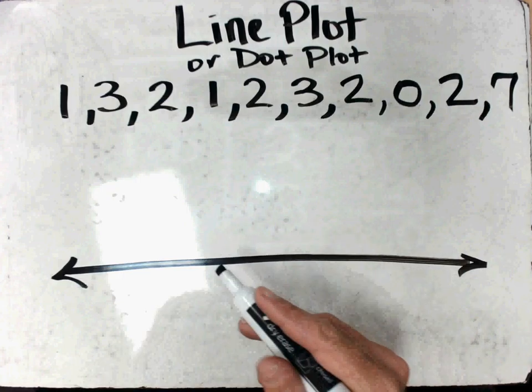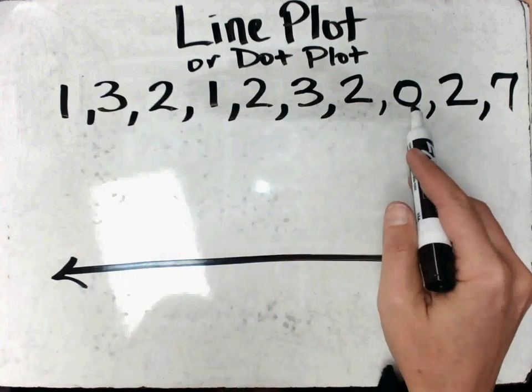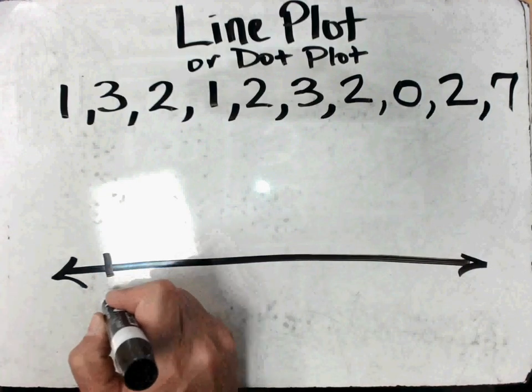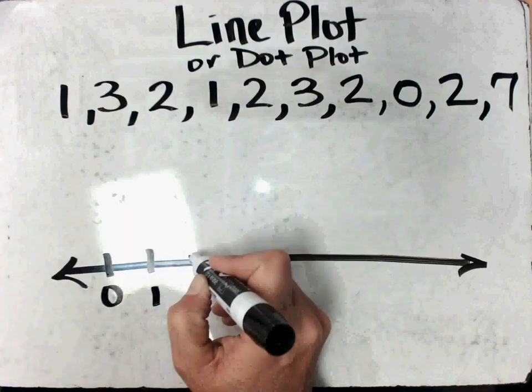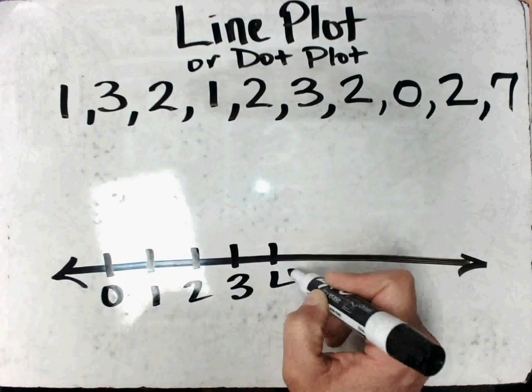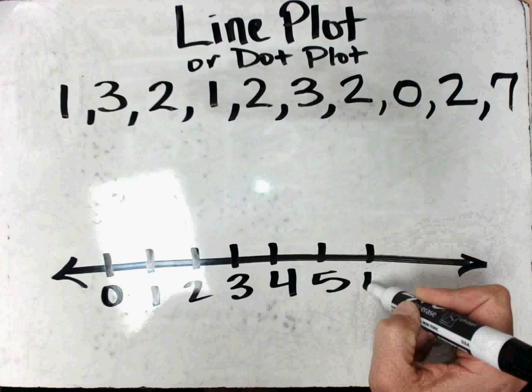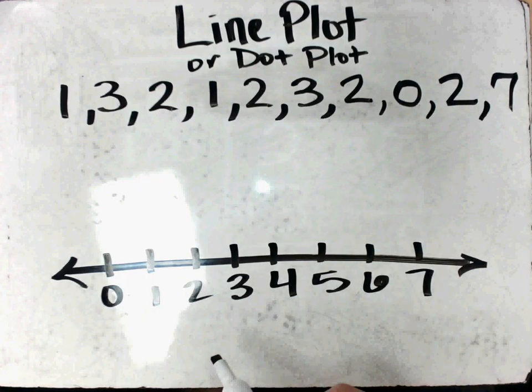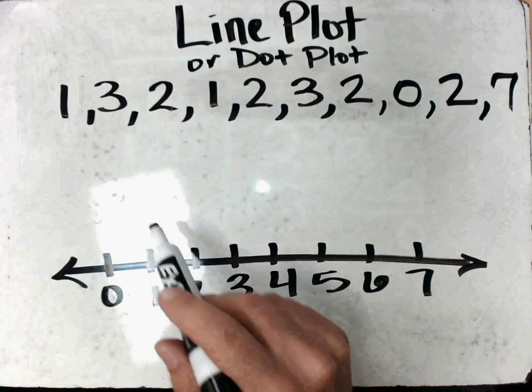So we start with our line here and we're going to number it. Looks like our smallest number is 0 and our largest number is 7. So I want to make sure to include all those numbers, 0 to 7. And now I'm going to count how many times each number occurs.